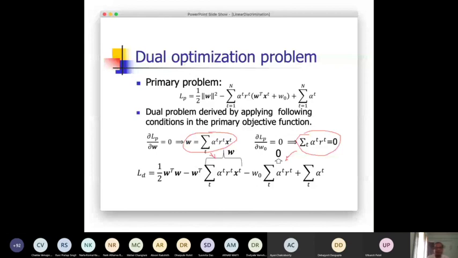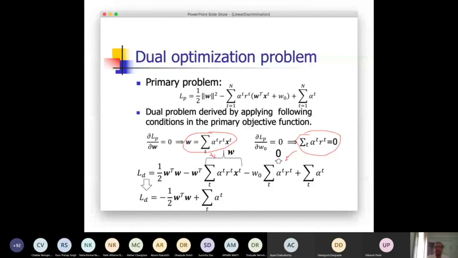Fine. Further reduction is also possible. What reduction? That W can be completely eliminated, isn't it? How? W can be eliminated from this expression, and the expression should be a function of alphas only, because the labels and training data feature vectors are already given data. They are specified. So the only variables will be these Lagrange multipliers in that case. Agree?